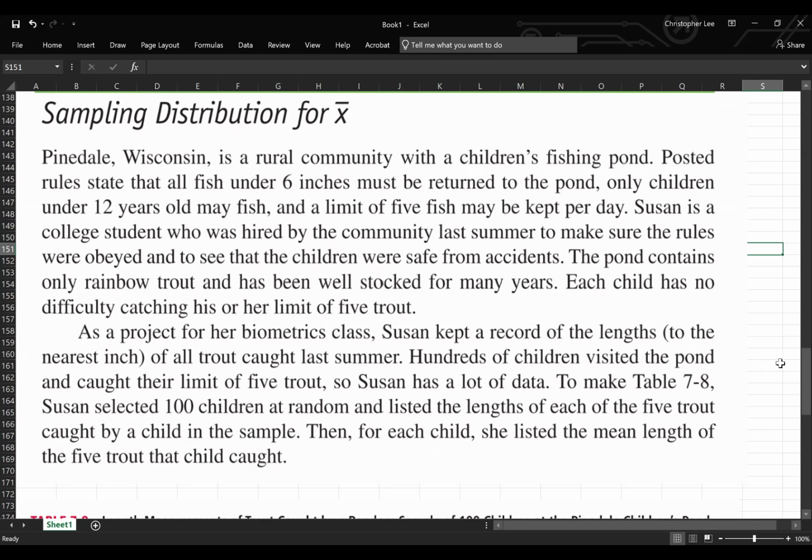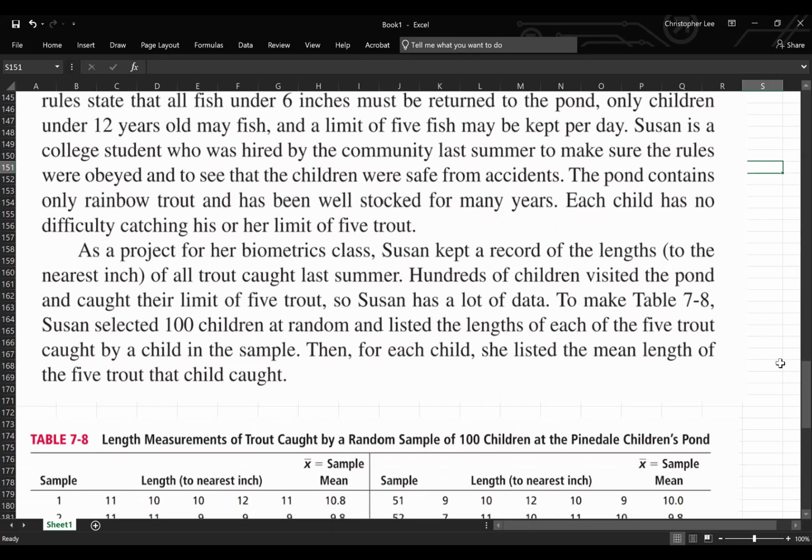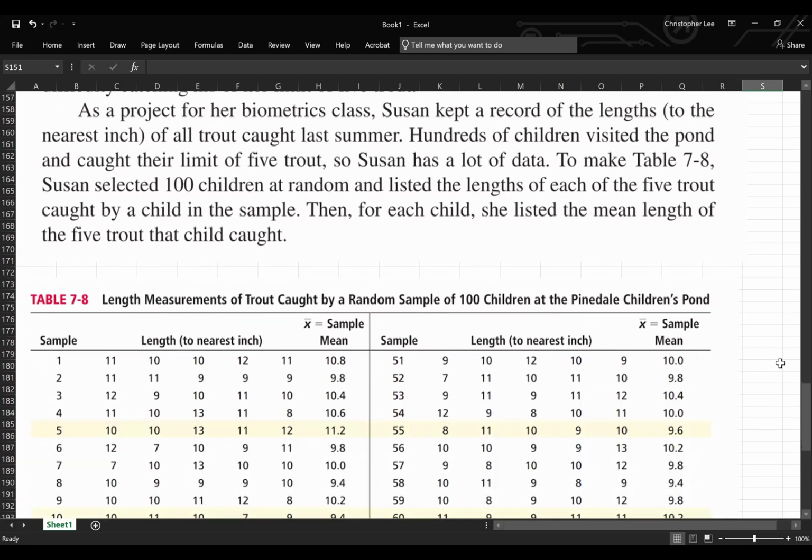So as a project for her biometrics class, Susan kept a record of the lengths to the nearest inch of all trout caught last summer. Hundreds of children visited the pond and caught their limit of 5 trout. So Susan has a lot of data. To make the table, which you have down here, Susan selected 100 children at random and listed the lengths of each of the 5 trout caught by a child in the sample. Then for each child, she listed the mean length of the 5 trout that child caught. So let's take a look.